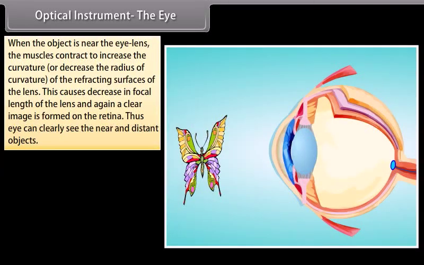When the object is near the eye, the muscles contract to increase the curvature, or decrease the radius of curvature, of the refracting surfaces of the lens. This causes a decrease in the focal length of the lens and again a clear image is formed on the retina. Thus the eye can clearly see near and distant objects.